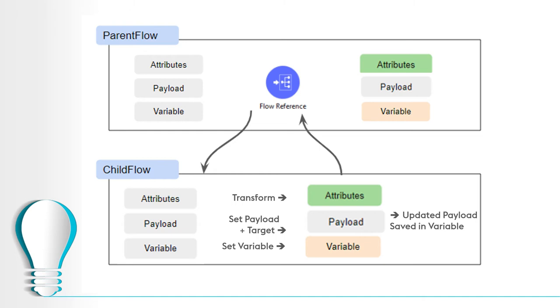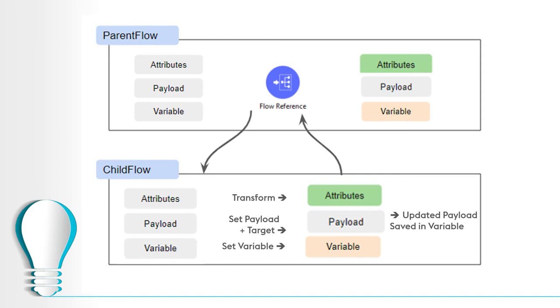Now let's see another example where we are calling a child flow using flow reference, but in this case we are setting payload in a target variable. Here, when you pass attributes, payload, and variable from your Mule event to flow reference, all of them are accessible as is in your child flow. You get all these values as is and you can then update them. Now if you're using the transform activity for updating attributes, you can transform your attributes. If you are using set payload within your child flow, your payload will be updated.